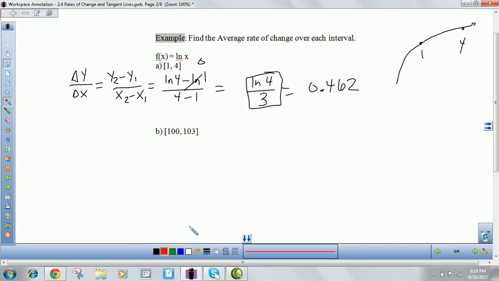What I mean by a secant line, remember, is a line that connects those two. If I found the slope of this line from 1 to 4, it's going to be exactly 0.462. Okay, so that's basically what I found by finding the slope of that secant line. That gave me the average rate of change.